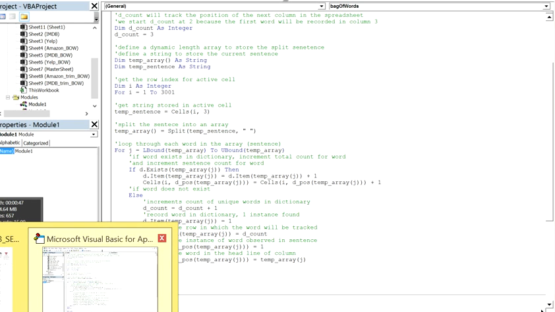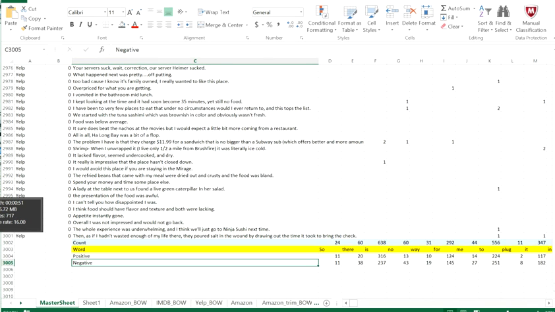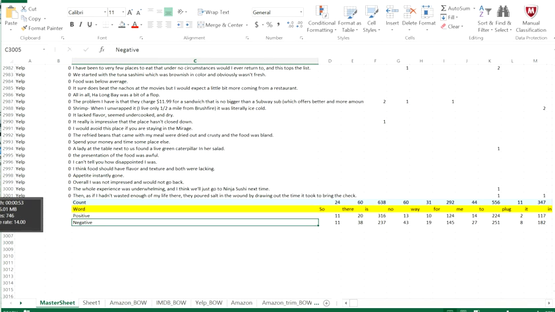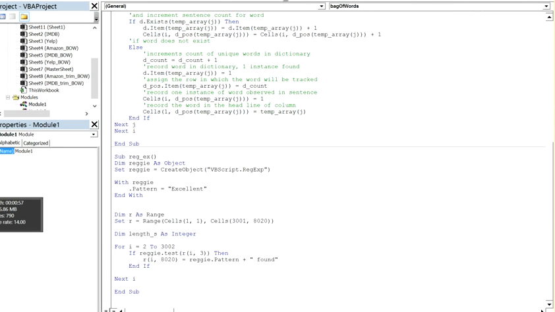After this, we compiled all three spreadsheets into one master spreadsheet showing all of the bag of words. After this, we ran a regular expression to find all sentences with the word excellent in it. We deemed excellent to be a positive sentiment word.